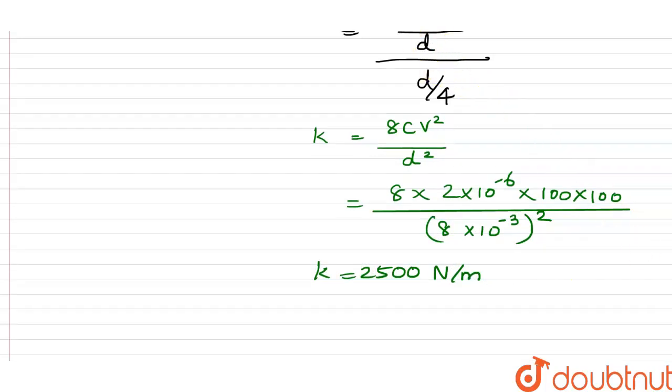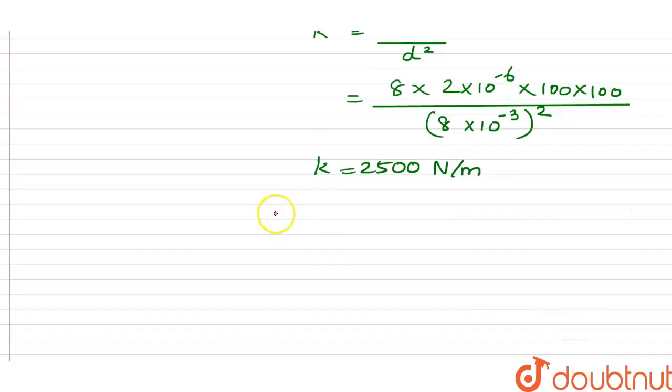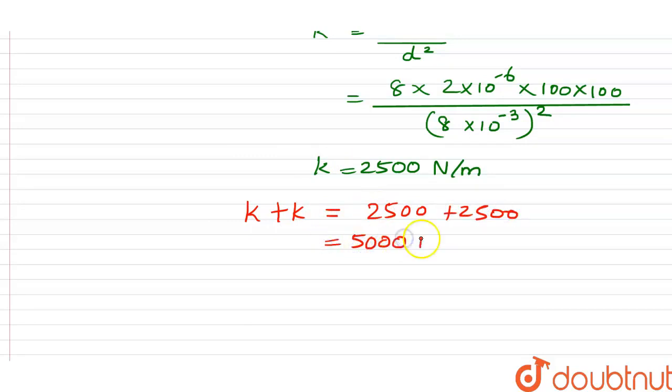In the question they have already said the springs are identical with spring constant K, so the spring constant is K for both the springs. We want to find the sum of the spring constants. K plus K is equal to 2500 plus 2500, so we get the final answer as 5000 Newton per meter. This is the solution for this question.